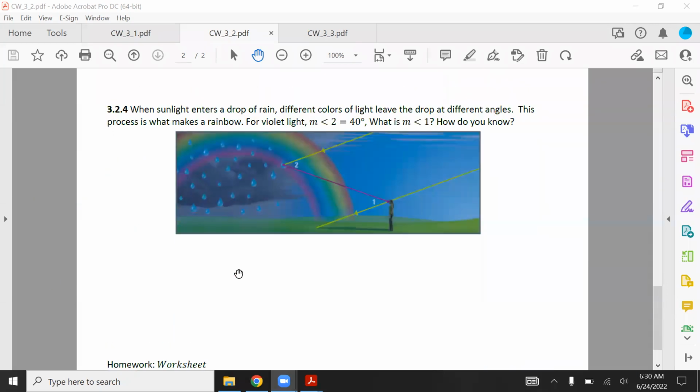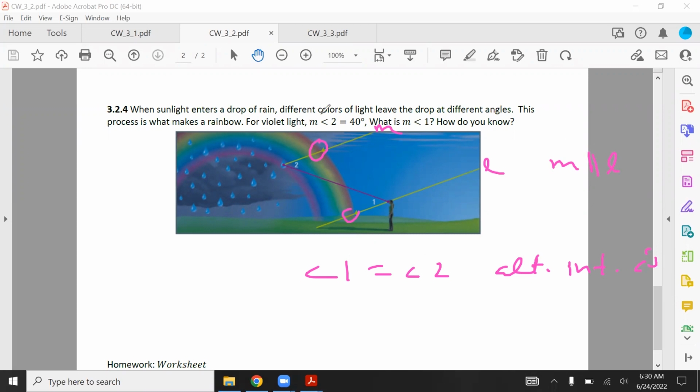Lastly, 3.2.4. When sunlight enters a drop of rain, different colors of light leave the drop at different angles. And you see the little symbol, as I mentioned earlier. Those are parallel. So angle 1 has to equal angle 2. Those are alternate interior angles. If I call each ray of sunlight, say M and L, line M is parallel to line L, because you have that symbol right there.